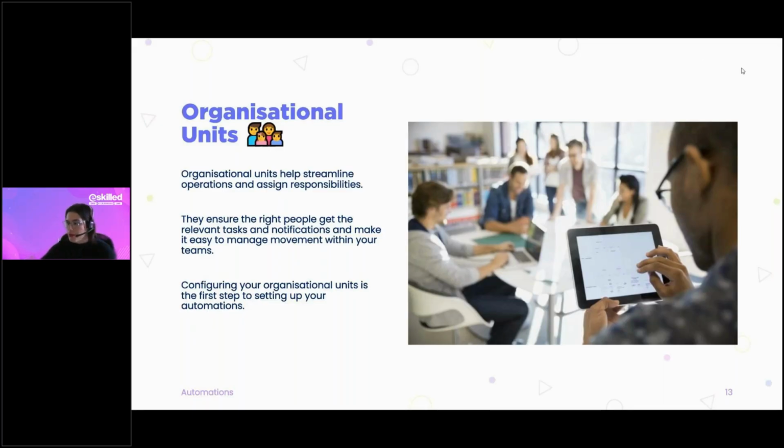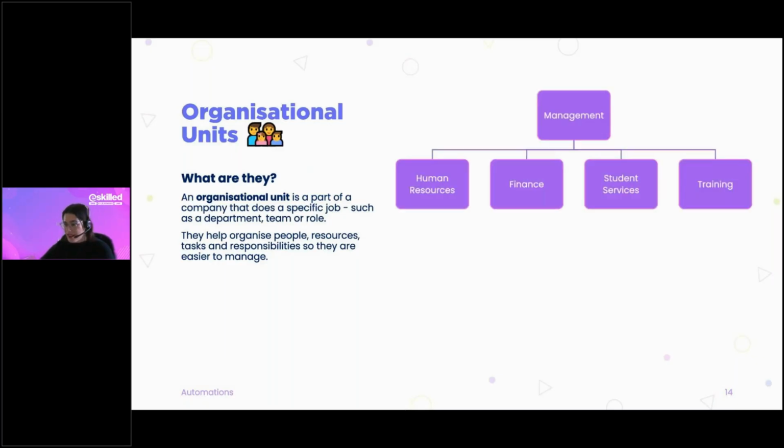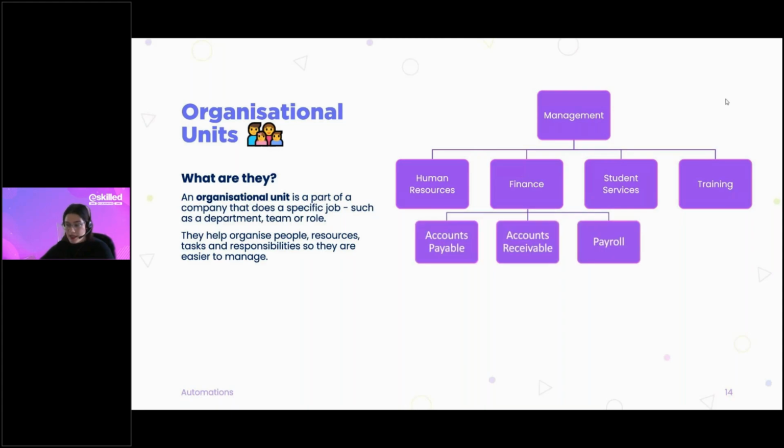As a bit more of an example to expand on that, you want to think about it like departments or teams that help you organize who is actually going to be doing what. So as a basic concept, you might have a structure where you've got, say, a management team, and you've got different departments that sit under that: human resources, finance, student services, training department. And under each of those, there may even be further divisions that sit underneath.